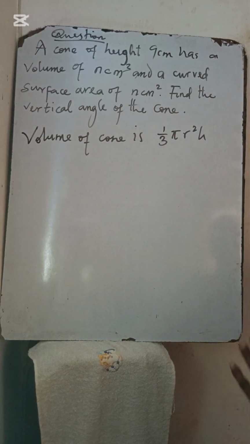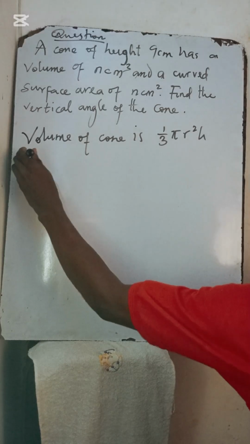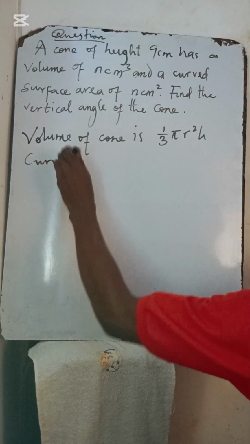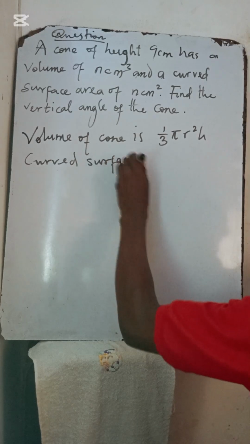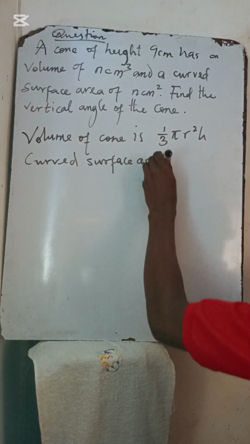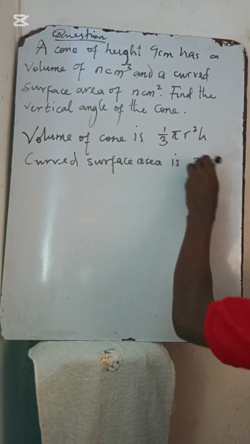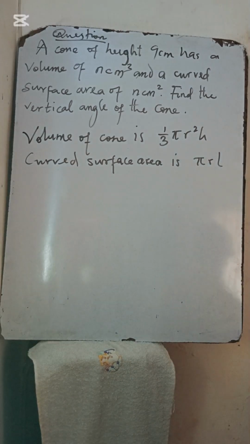So this is the volume of the cone, and the curved surface area is pi r L, where L is the slanting side, r is the radius, and h here is the height.